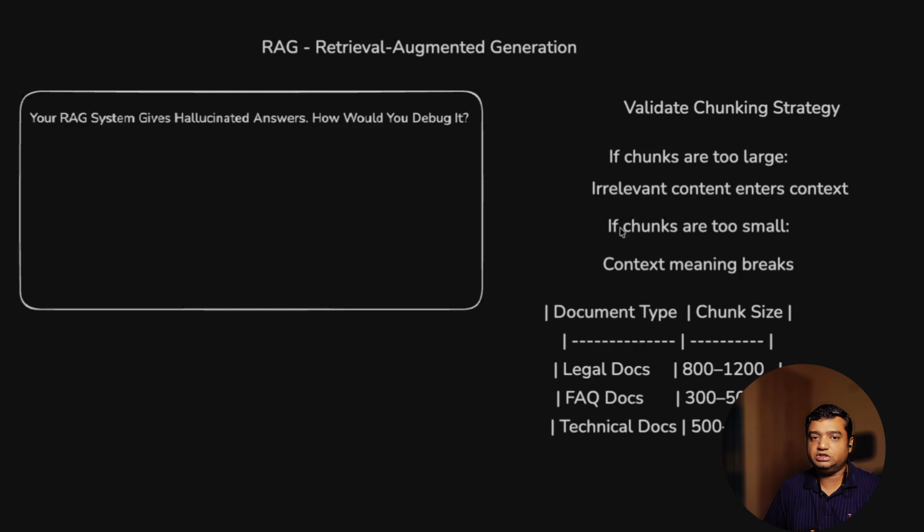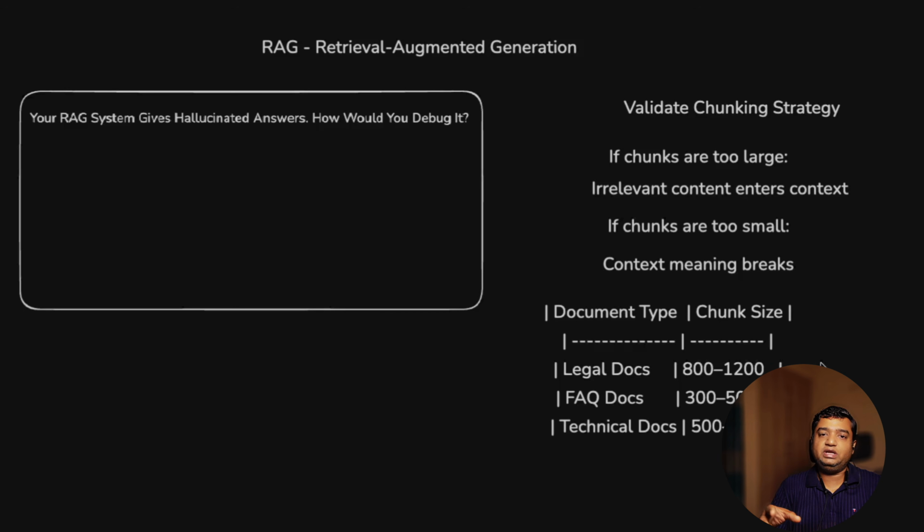If the chunks are small, then the context meaning can break, like you will not get a complete context meaning. So if the chunks are large, there will be a lot of noise. If chunks are small, the exact relevant answer can go missing, though not every time. There are some benchmarks: if your document type or external data which you have entered into a vector database is a legal document, keep the chunk size between 800 and 1200.